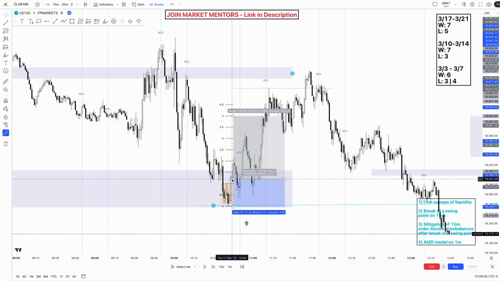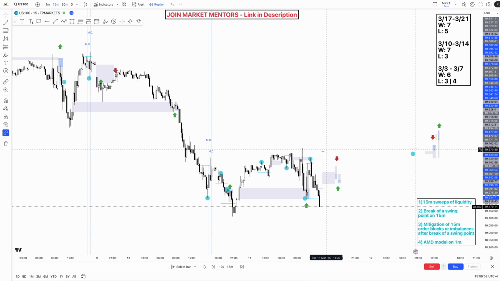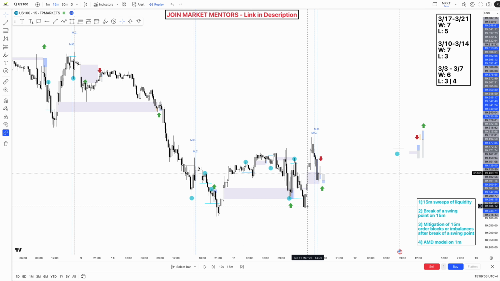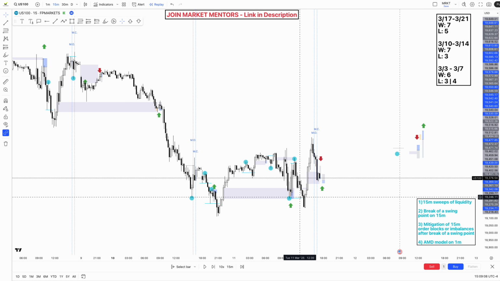Very clean break, a lot of imbalance here, so we entered in there, and it went through and hit take profit. So it looks like that was it for the New York AM session on that day. So, going on to the next trade setup. Another valid area of interest setup on the 15 minute.